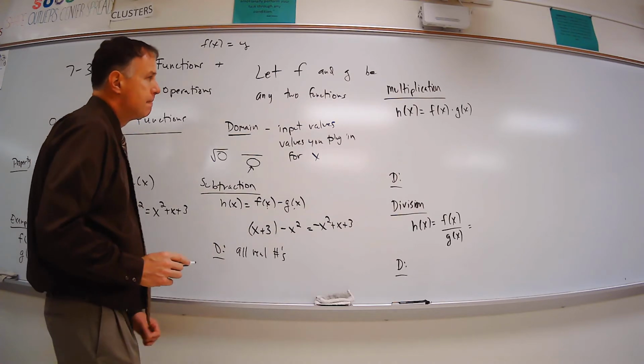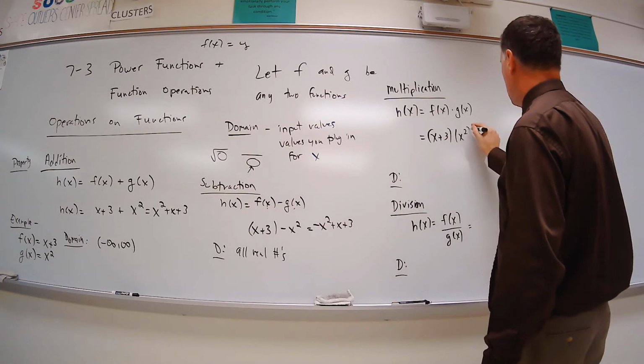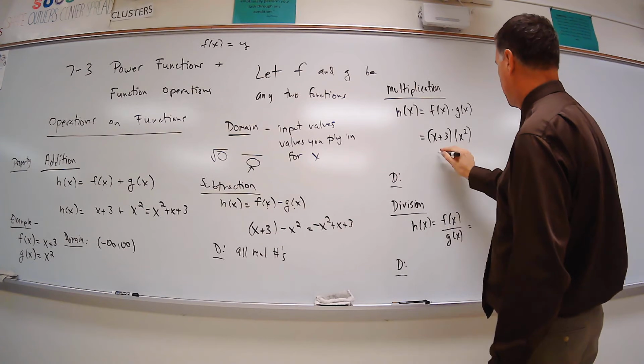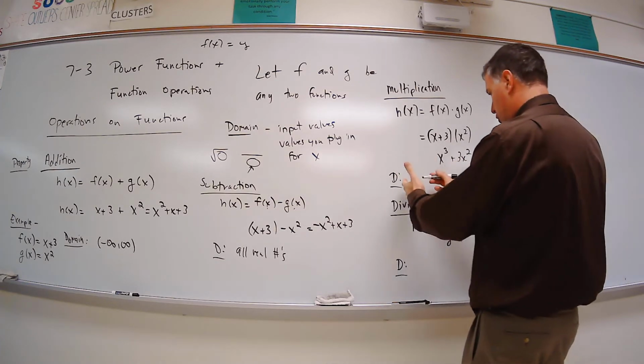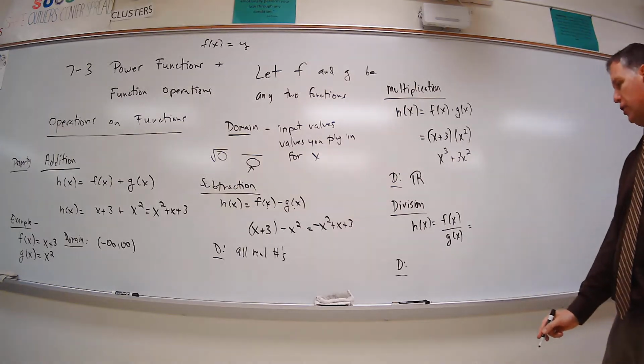We go up here for multiplication. F of X, that's X plus 3, times X squared. So that's going to be X cubed plus 3X squared. Domain, all real numbers.